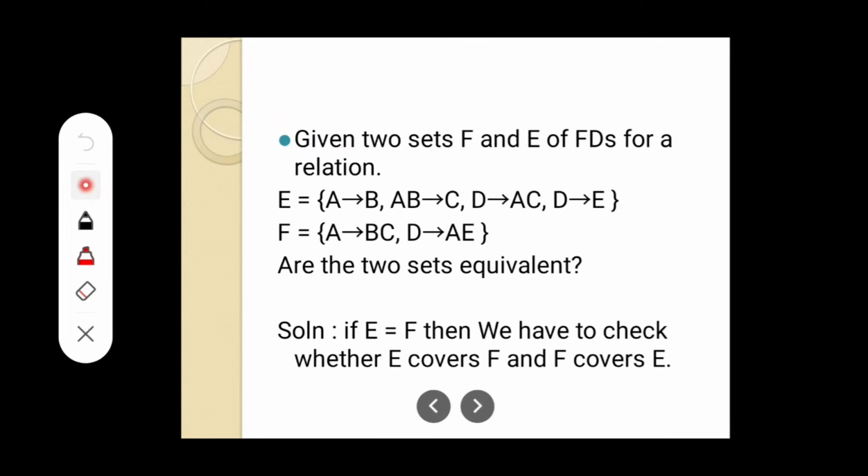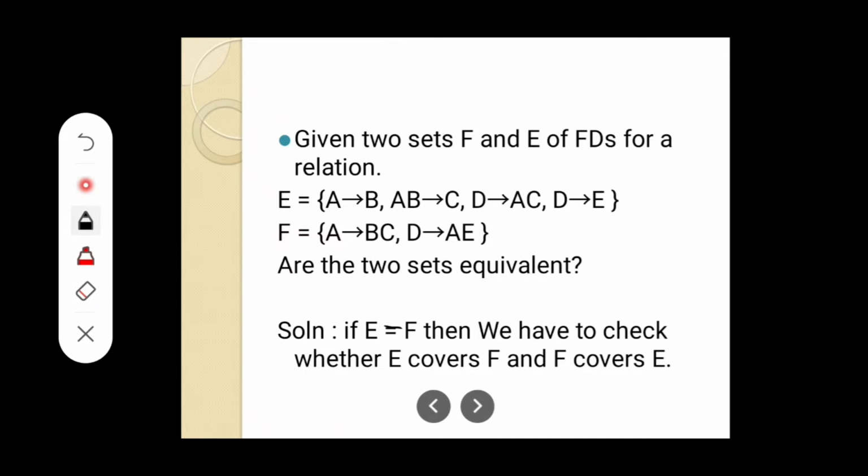So these are two sets of functional dependencies, F and E. F contains two functional dependencies, that is A to BC and D to AE, and E contains A to B, AB to C, D to AC, D to E. We can also say that A determines B, AB determines C, D determines AC, D determines E. I want to check whether E and F are equivalent.